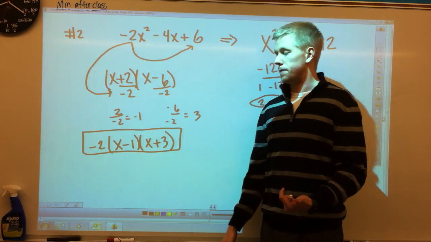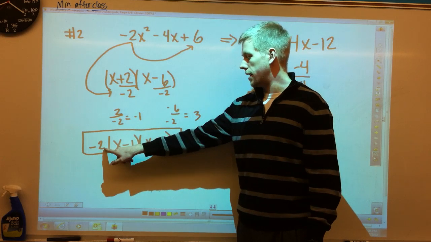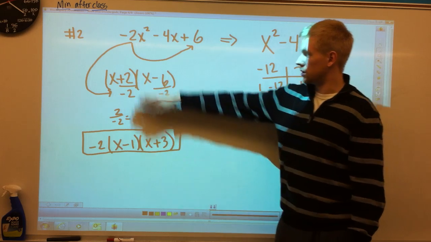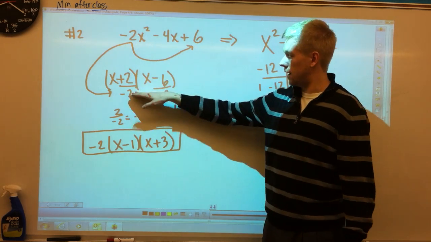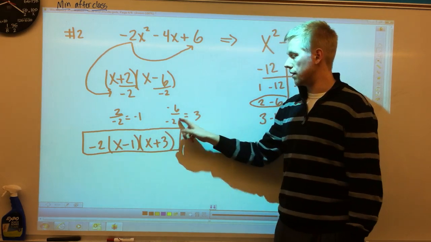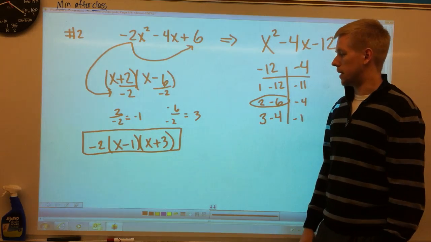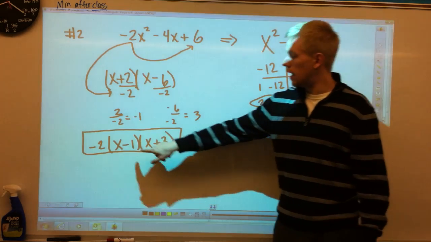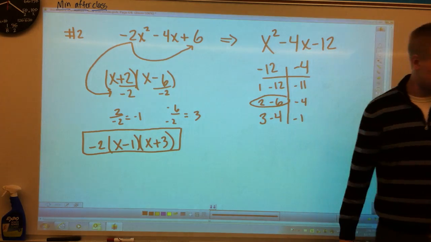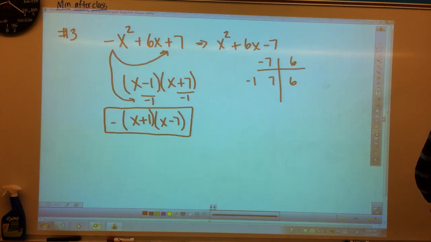And at the very end, because they both reduced evenly, I just want to know what I divided by, and I put it outside of my first set of parentheses. So I put that -2 outside, which was the same -2 I divided with. I just want to know that that's what I divided with. Because they both reduced evenly, I want to know that that's out there in front. Okay, so that's my final answer. -2 times x minus 1 times x plus 3. So that's number 2. Number 3, I think, has also got a negative.